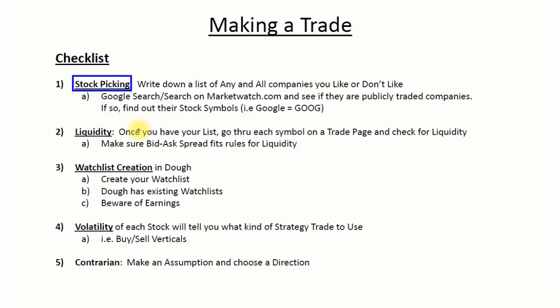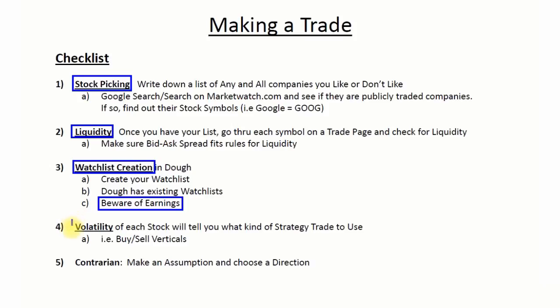Once we have a list of stocks we like and we don't like, then we're going to check liquidity, which we all know is the bid-ask spread rules, and make sure they fit our rules for liquidity. Then we're going to create a watch list. Now, we can create our own. We can use the ones in Doe, but the important thing to remember with your watch list is you always want to check for earnings before you make a trade. You want to make sure that your option is going to expire before the earnings take place. Otherwise, we're not going to make a trade in that stock. There's plenty of other stocks we can trade in.